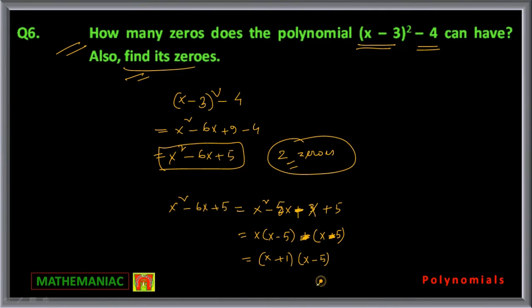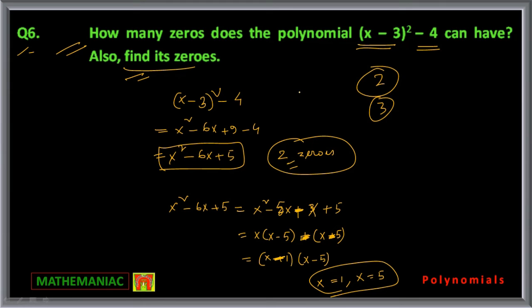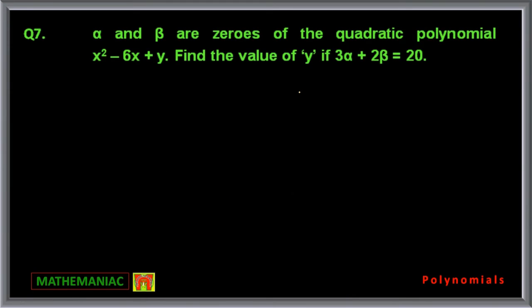So what are the zeros? This will also be minus. So x equal to 1 and x equal to 5 are the zeros. So you are done with the problem. This is a small problem. In the board exam, if it comes, it may be carrying 2 marks, or maximum 3 marks, not more than that. Okay, come to the next problem. This is the last problem of today as well as for polynomials.